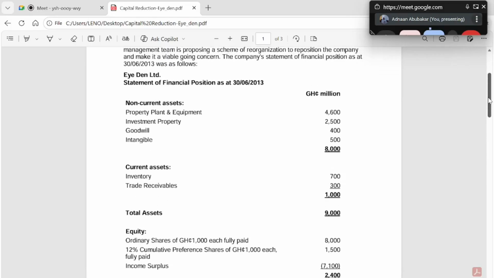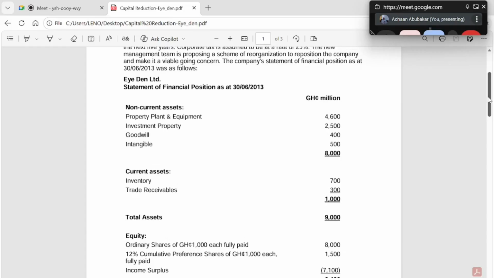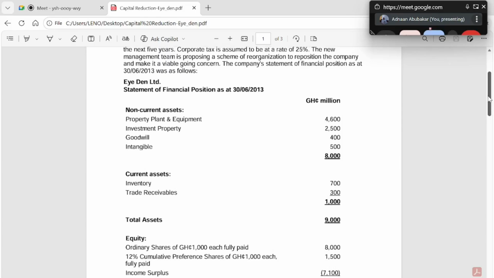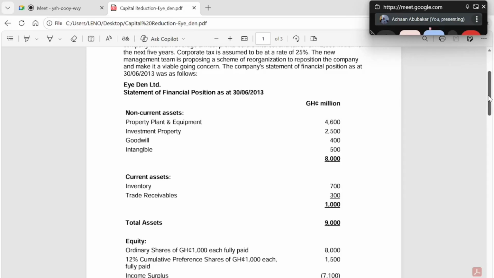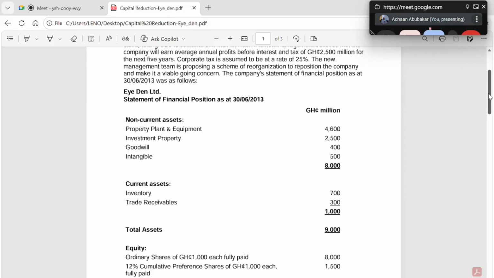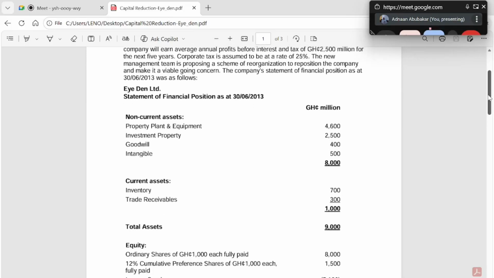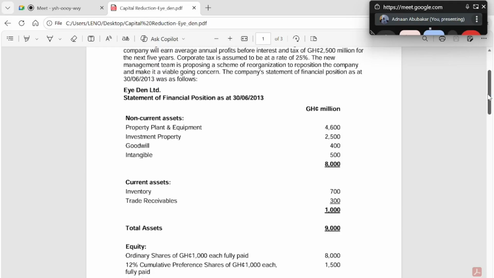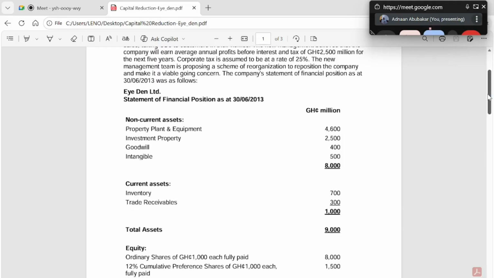Now, when you look at non-current assets, the first item you see there is PPE, property, plant and equipment. Have you seen it? And it is how much? In the financial statement, it's 4,600. But this thing is in millions, so 4.6 million.